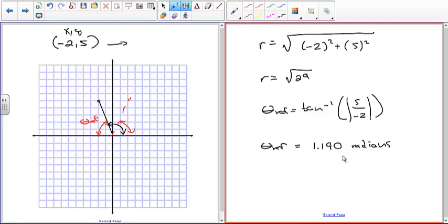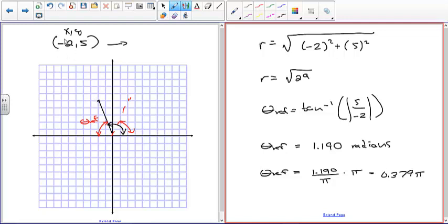We could, if we wanted to, convert it to some percentage of pi, but you don't really need to do it. You can just leave it as radians. Either one of these is okay. I'm going to go ahead and do the other one just for completeness. If we take 1.190 divided by pi, we'll get 0.379 pi radians.